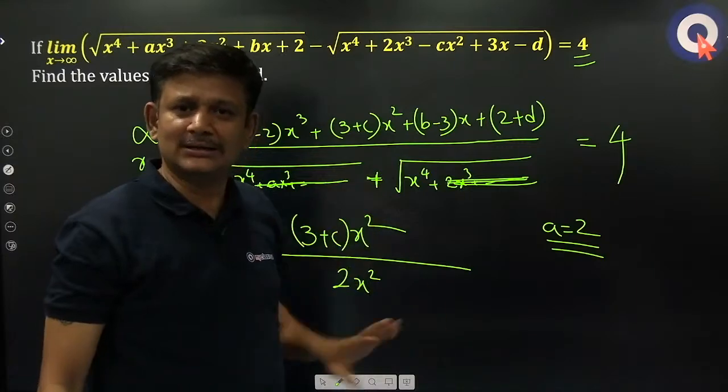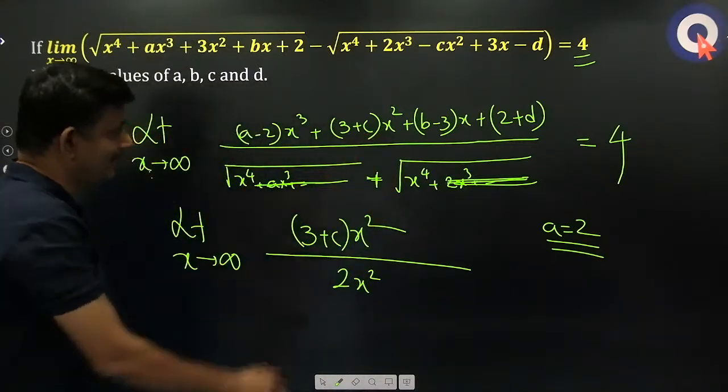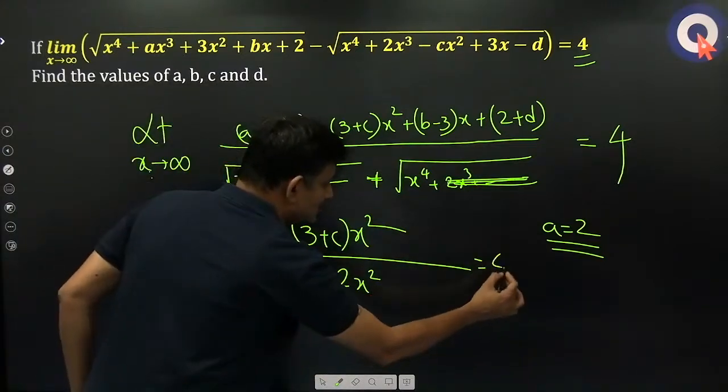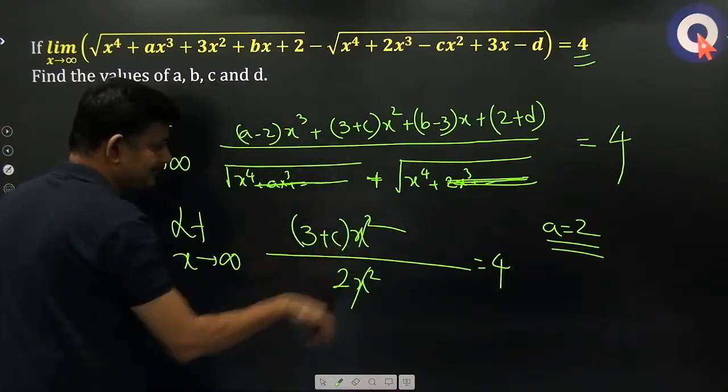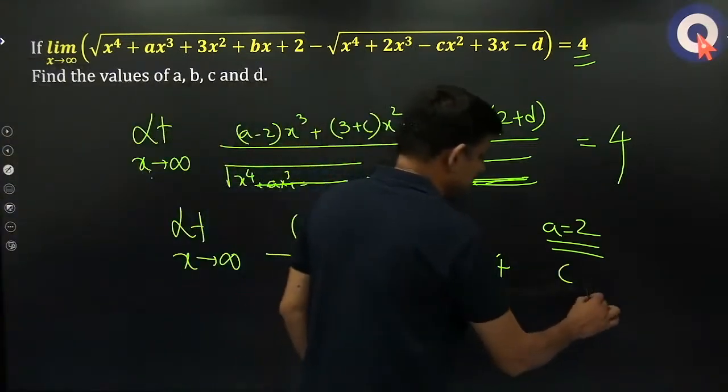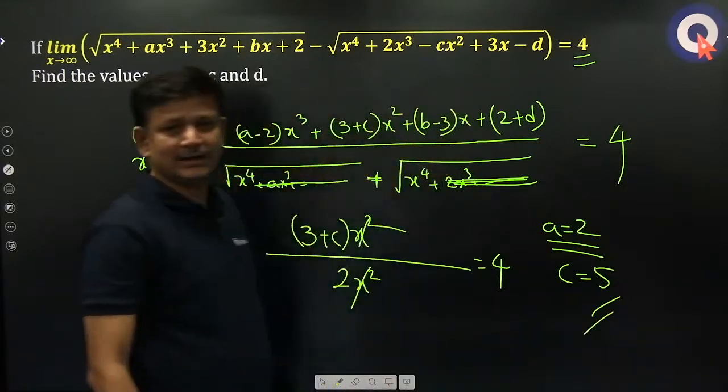x square vanish हो गया तो बात अलग है, but as long as x square is there, these are immaterial. I will ignore them. So this ratio is given to be how much? 4. 3 plus c is 8. c is 5. C is 5. बस यहीं तक कहानी खत्म.